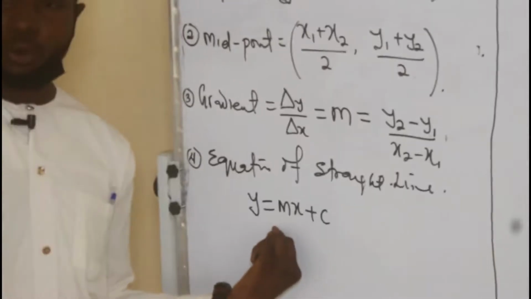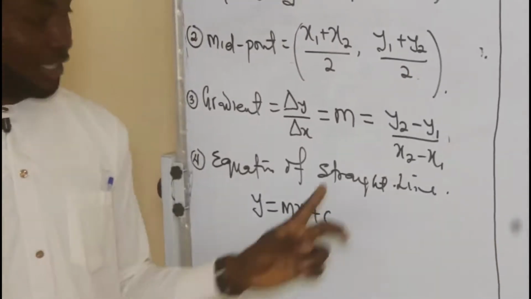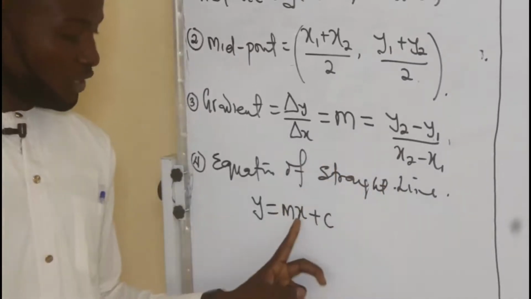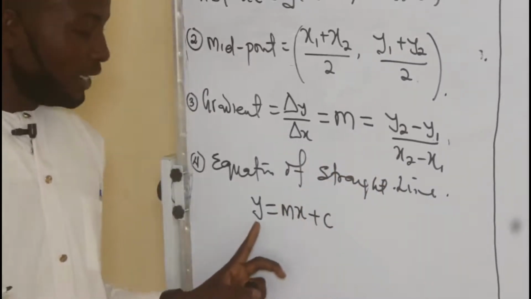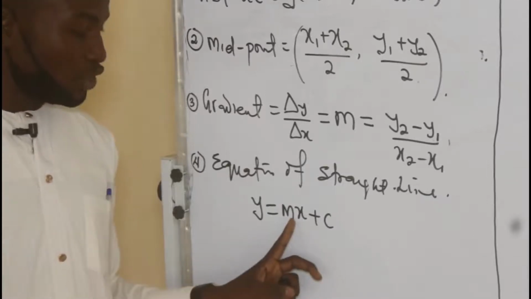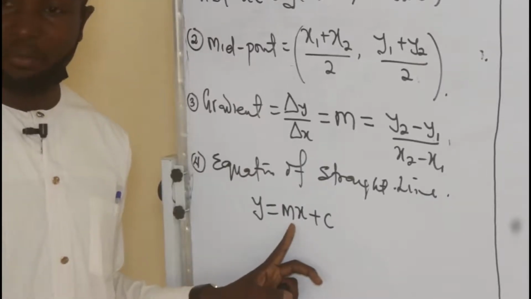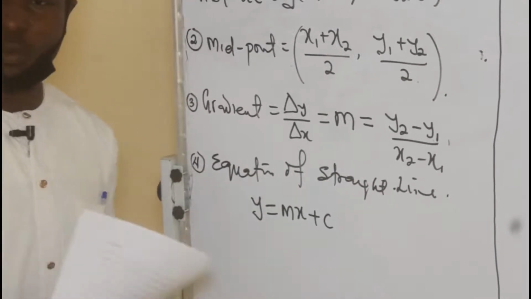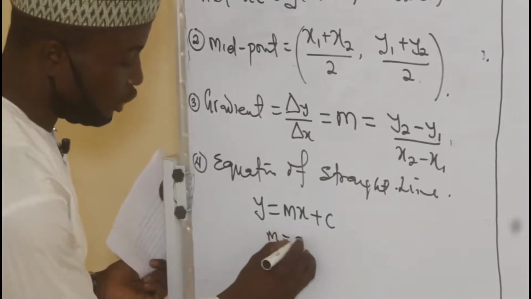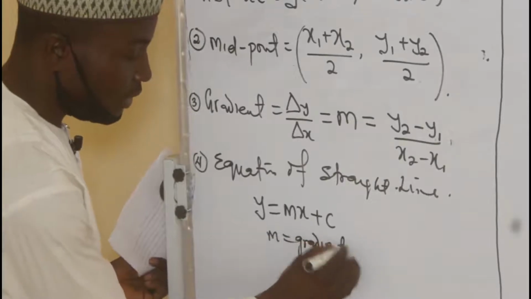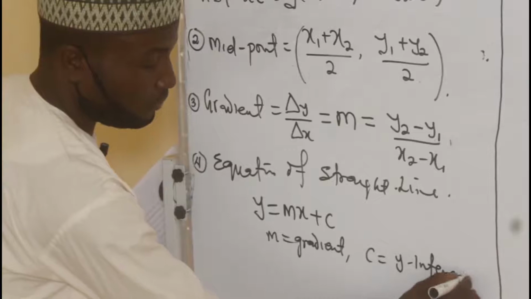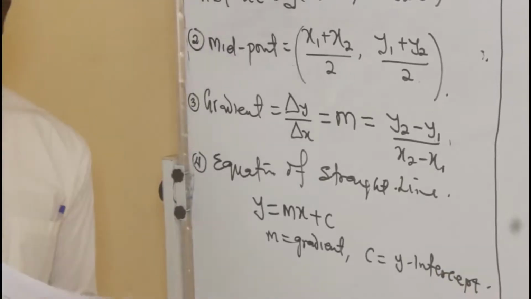What does m stand for? m is standing for the gradient, since we have already explained here that m is the same thing as gradient. So the coefficient of x, after y is the subject of the formula, is m. So m is our gradient. What does c stand for? The c is standing for the y-intercept. You should know that m is equal to gradient, and c is standing for what? Y-intercept. I hope you are together.